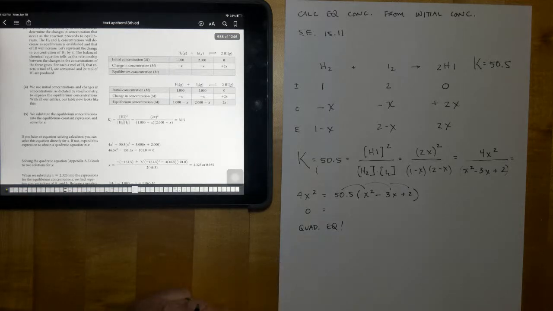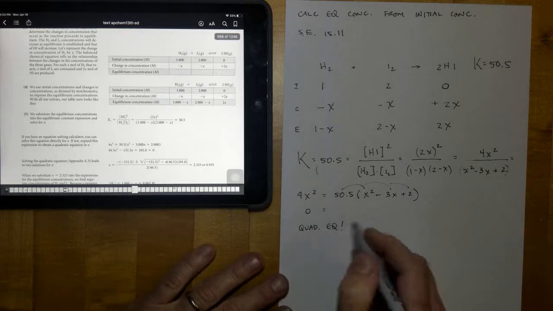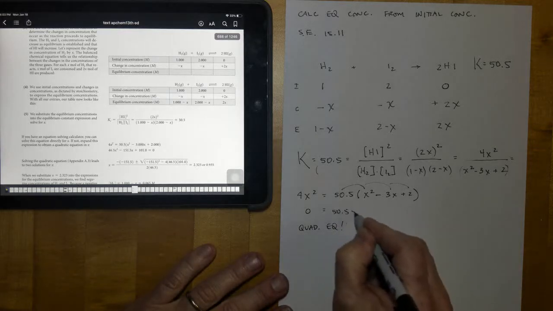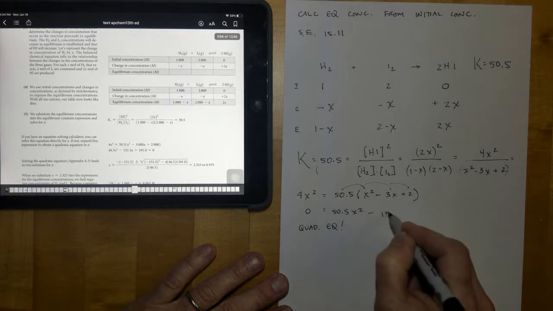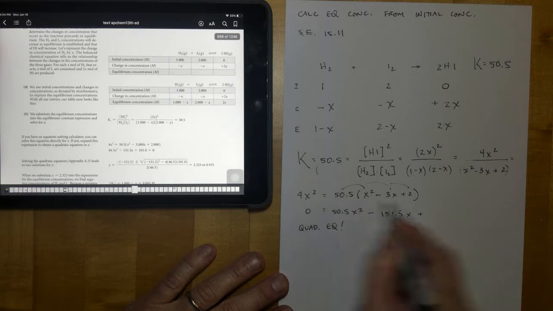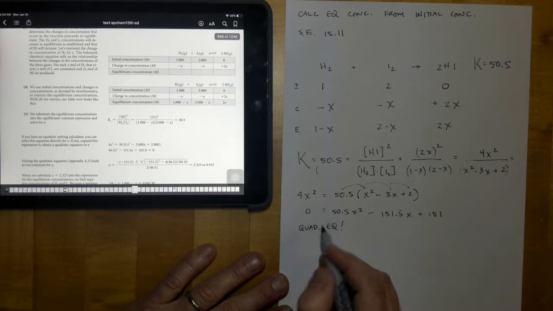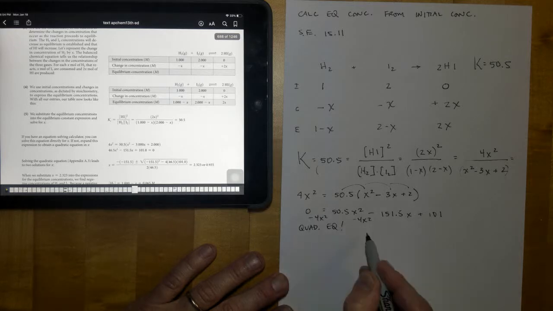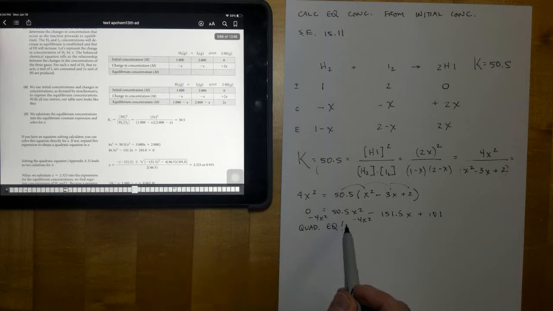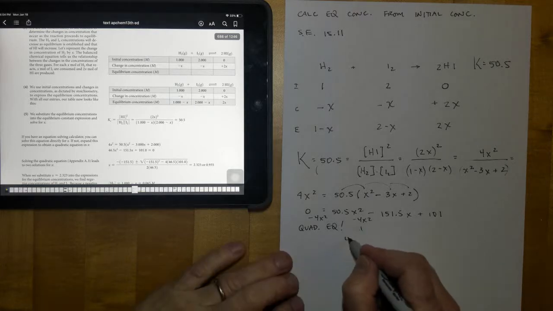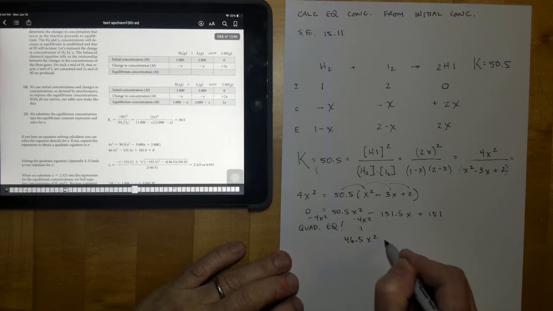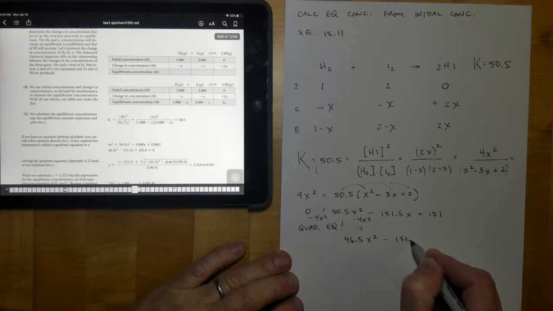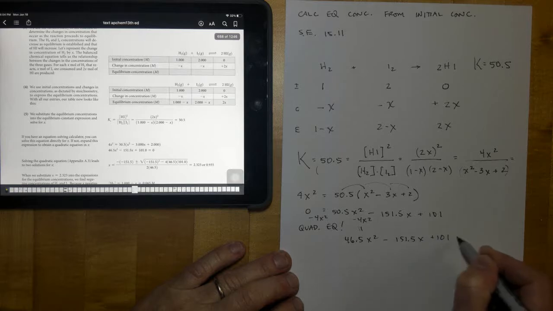And so I can go ahead and do a little bit of this. 50.5 x squared minus 151.5x plus 101, and then we'd subtract 4x squared from both sides to get this equal to 0, and then this would turn into 46.5 x squared, I think, and then minus 151.5x plus 101, and that's equal to 0.